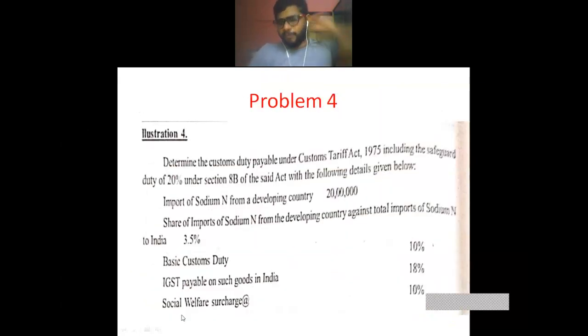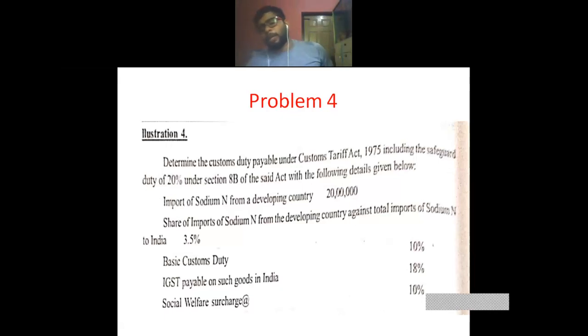Now problem number 4, quickly I will go, hereafter it is a small problem. Determine the custom duty payable under Customs Tariff Act 1975, including safeguard duty of 20%. For the first time, what is given in the problem? Safeguard duty is given in the problem. Can you tell me where to include safeguard duty?